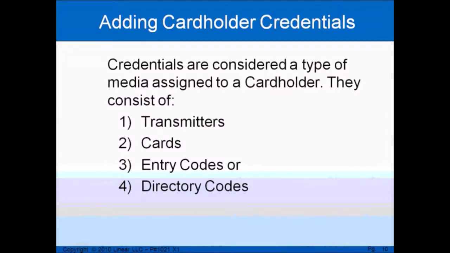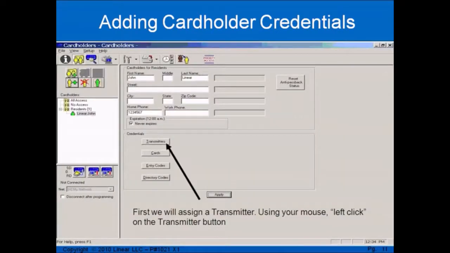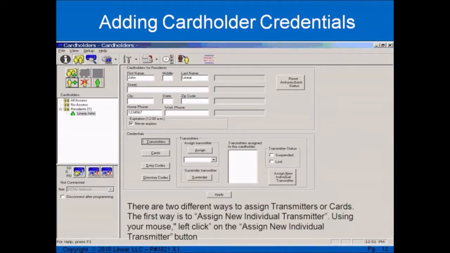A credential is either a transmitter or a card, and for this resident, a transmitter. So I select the transmitter button. There are two different ways to assign transmitters and cards. I'll show you both. The first way is to assign a new individual transmitter. So on the lower right, I select Assign New Individual Transmitter.